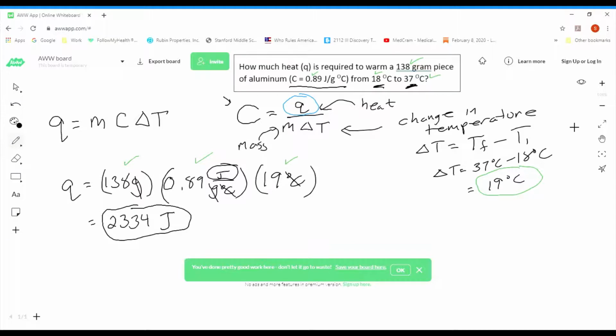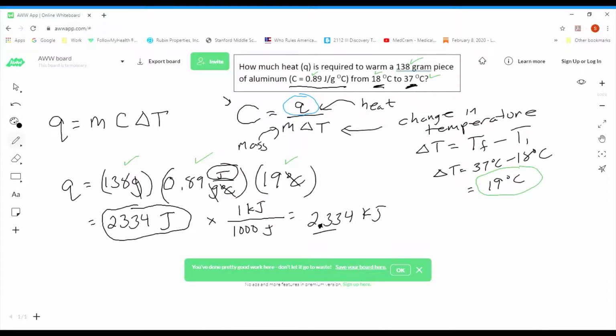Okay. If you wanted to turn it into kilojoules, you can just divide by 1,000. Remember, you can take that and go ahead and make the conversion. Remember, the prefix kilo means 1,000. So 1 kilojoule is equal to 1,000 joules. And in order for joules to cancel out, I have to put the 1,000 joules on the bottom and the 1 kilojoule on top. So basically, I'm just going to take the 2,334 and divide by 1,000. And that's going to give me 2.334 kilojoules. Okay, that's another way of expressing it.